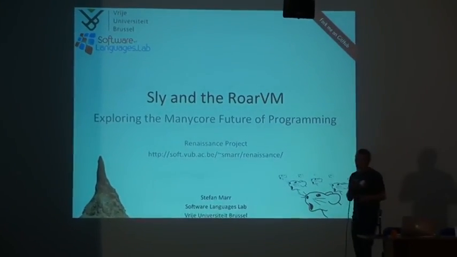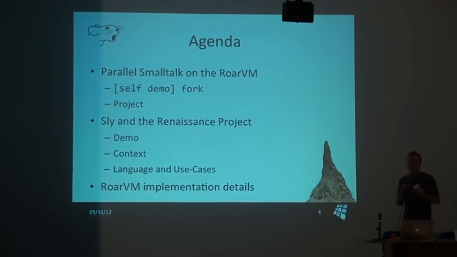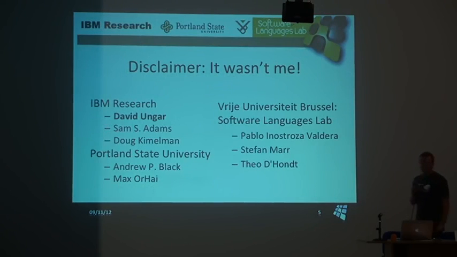Okay, getting to my own talk. What I'm going to look at briefly is what the RoarVM and the parallel Smalltalk running on it is about, how it works, and the Sly language, which is a little research language to do parallel programming in a way that you can embrace the non-determinism of parallel programming. And then briefly, if I have time at the end, I will look into the RoarVM implementation decisions, the implementation details.